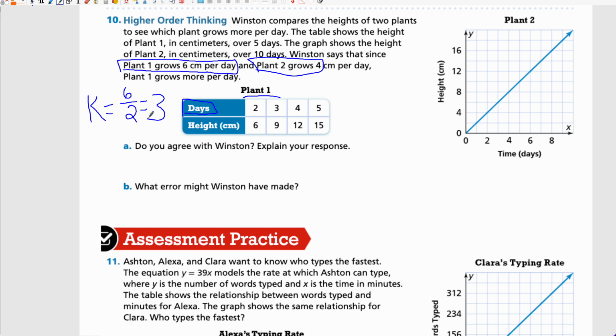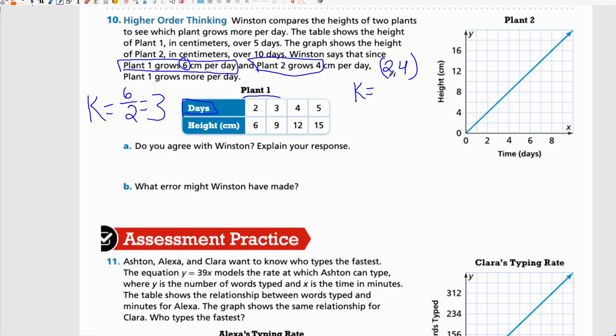He botched it. We already know that he's missed one of them because he said 6 and we said 3. We know ours is right because we know the rules. Okay, now plant 2. What do I need from the graph to get a K value for plant 2? One ordered pair. Give me an ordered pair from the graph. 2, 4.